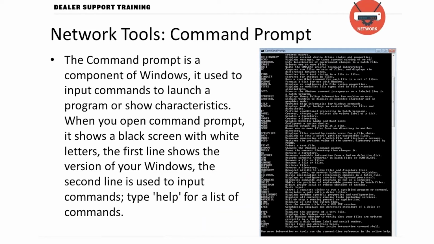Next, we'll cover some common tools that we can use on our network when we're actually networking the devices. The command prompt is a component of Windows. It's used to input commands to launch a program or show characteristics. When you open a command prompt, it shows a black screen with white letters. The first line shows the version of your Windows. The second line is used to input commands. If you type help at this prompt, you'll receive a list of commands that you're able to type in.